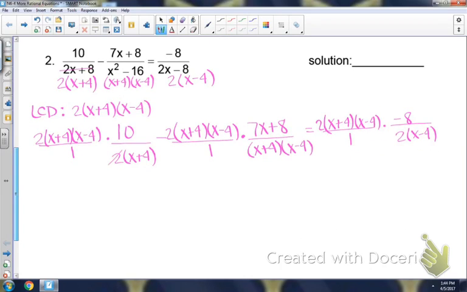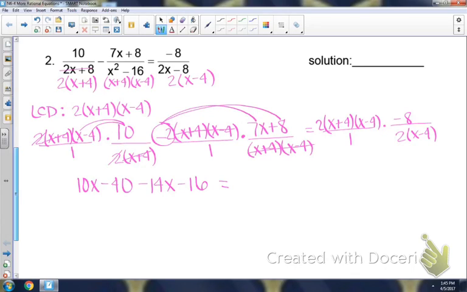Okay, so first one, the 2's cancel and x plus 4's. So we need to distribute the 10 to the x minus 4. So that's 10x minus 40. The x plus 4, x minus 4 cancels. So I have, that's a subtraction. So I have a negative 2 that I'm going to distribute to both of those. So that's minus 14x minus 16. And that will equal, 2's cancel, x minus 4's cancel. So I need to distribute that negative 8. So that's negative 8x minus 32.